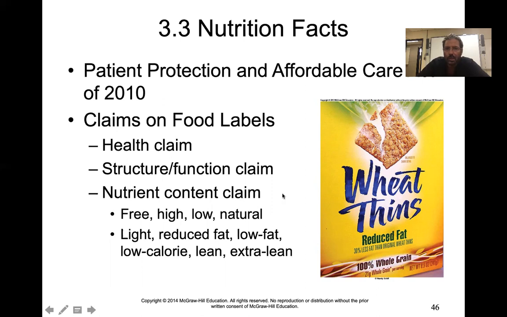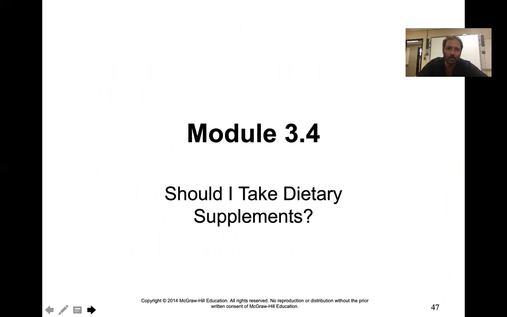So nutrient content claims. Is it free of this, high fiber, low fat, natural flavoring, natural color? What does it mean it's natural? Light, reduced fat, low calorie, lean, extra lean. These are all things that they can't substantiate. They're going to make you think it's going to be slightly healthier, or it's going to have some kind of health benefit. So just keep that in mind if possible.